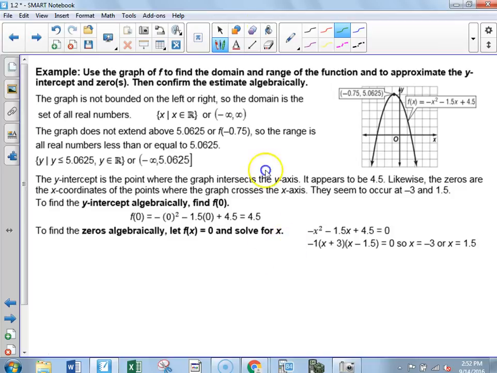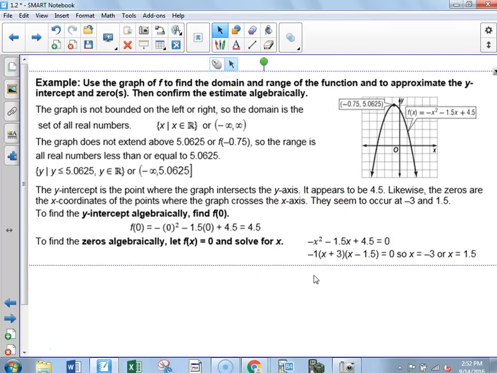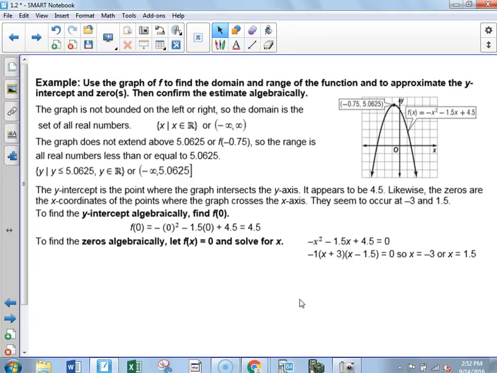All right, this example is kind of hard to see. I hope you have this on your worksheet in front of you. All right, first it wants domain and range. It says use the graph to find the domain and range. What do you think? Domain?